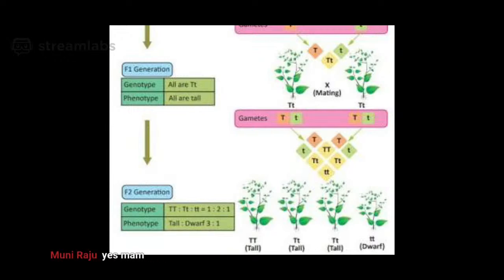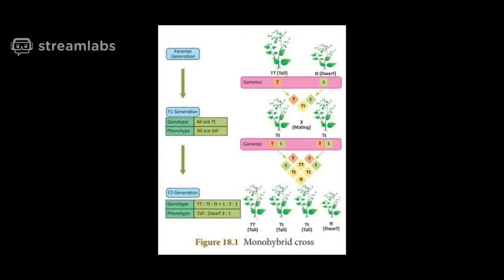This is the phenotypic ratio. But when you look at the genes, at the genetic level, 1:2:1 is the answer. Now in the F2 generation, in a mono-hybrid cross, the phenotypic ratio is 3:1 and the genotypic ratio is 1:2:1.